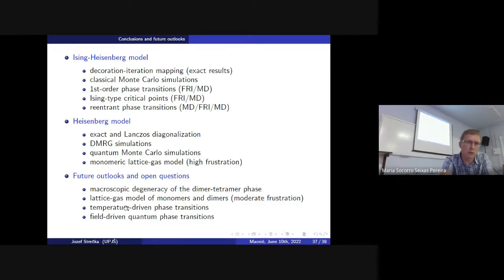What still has to be done, this is still unfinished work, unpublished. So there is a lot of other stuff. For instance, the dimer-tetramer phase, which is macroscopically degenerate, its phase boundary is a big challenge. We think that we are able to map it to a model of hard dimers on a square lattice and to study it from that. But at the phase boundary, there will be a lattice gas model of hard monomers and dimers, which is no longer a fully exactly solvable model. And the system will probably show really intriguing temperature-driven and field-driven quantum phase transitions, which we would like to study in the future.